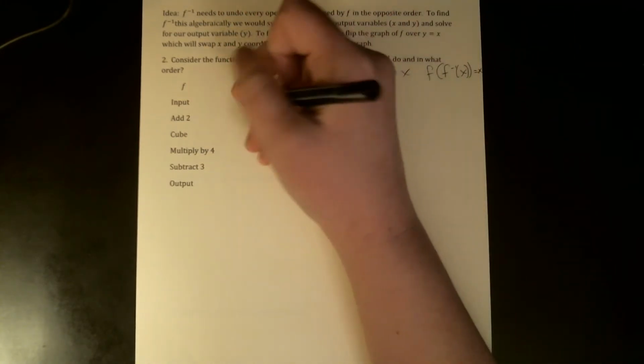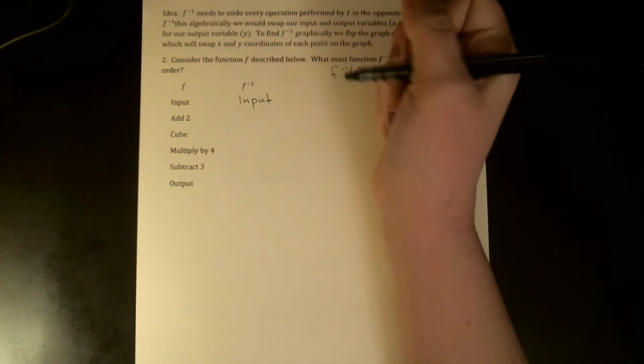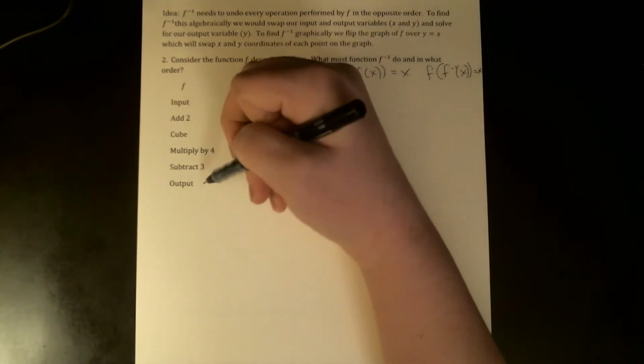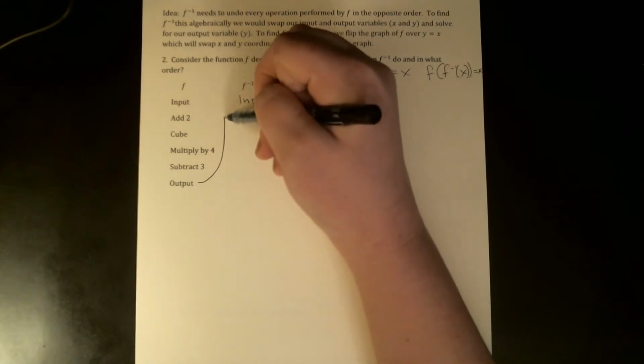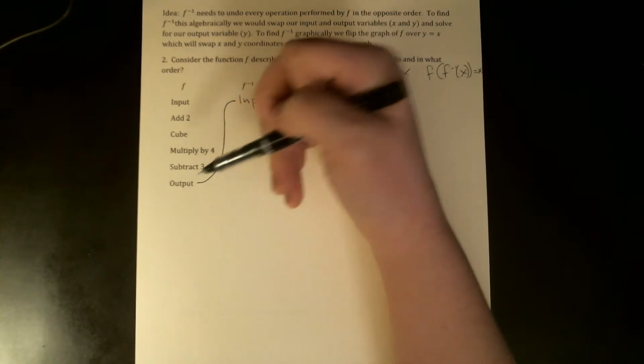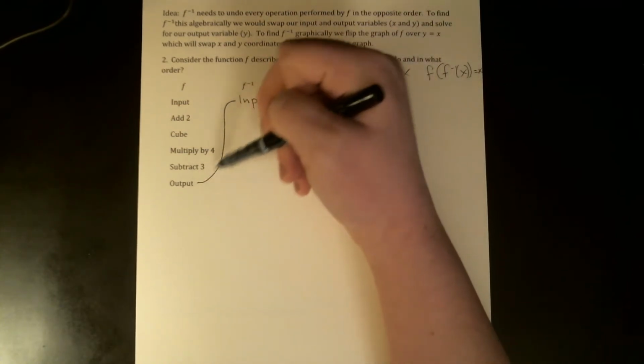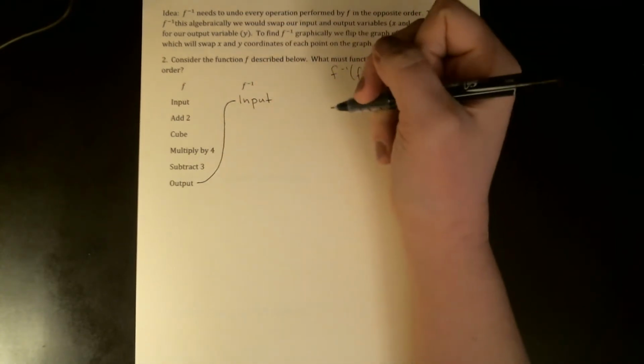So f inverse needs to do exactly the opposite. The thing we're plugging in will still be called the input, but it is important to notice that the thing we plug in to f inverse should match up with the thing we would get out from f. So I'll still call it input, but it does have a relationship with this output of f.